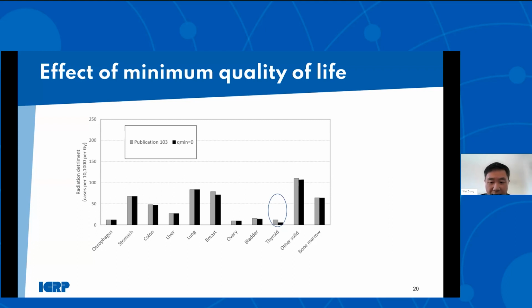equal to 0. The impact is very small for all cancer types, except for thyroid cancer, for which detriment is reduced by more than a factor of 2, as shown in blue circles.